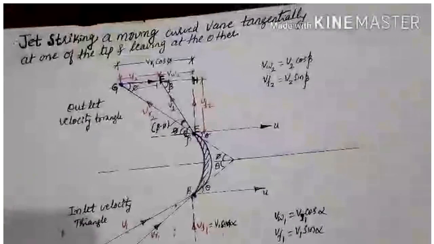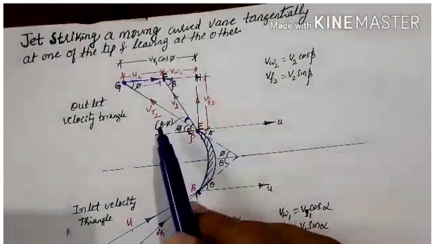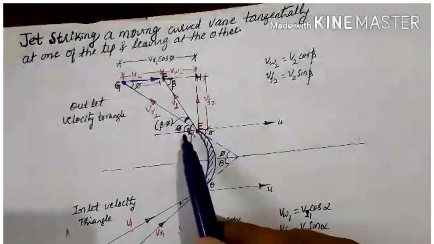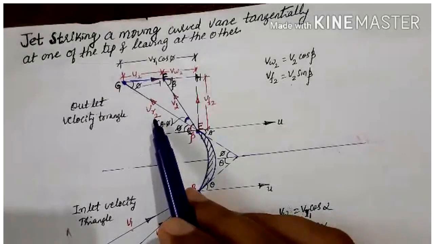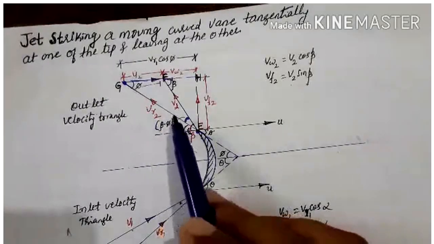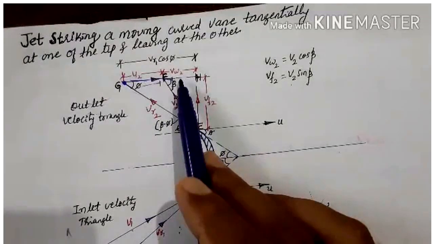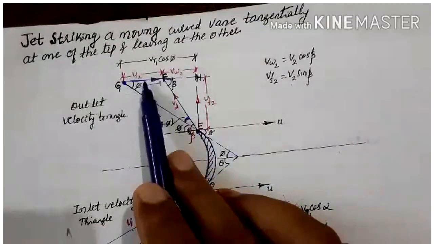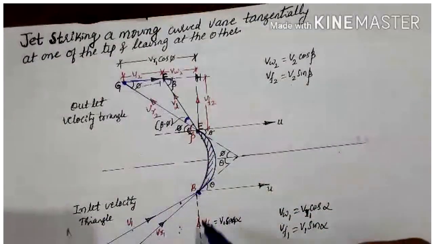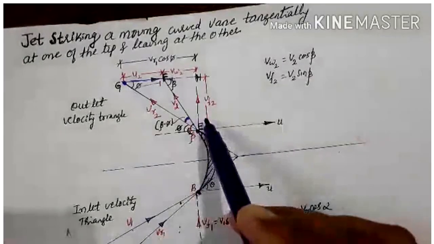Similarly, look at the outlet velocity triangle. Again, there are various components there. There, phi represents the outlet blade angle, that is, the blade angle at outlet. Then VR2 represents the relative velocity at outlet, VF2 represents the flow velocity at outlet, VW2 represents the whirl velocity at outlet, and U2 is the blade velocity. And it is very easy to construct the velocity triangles at inlet as well as at outlet.